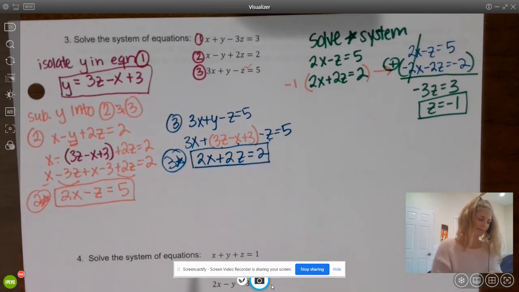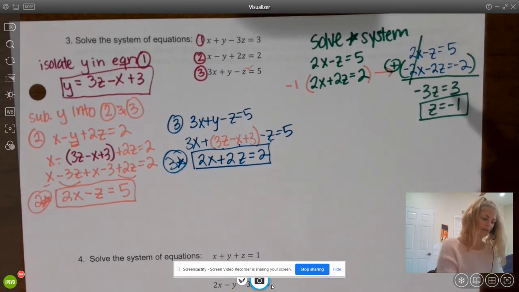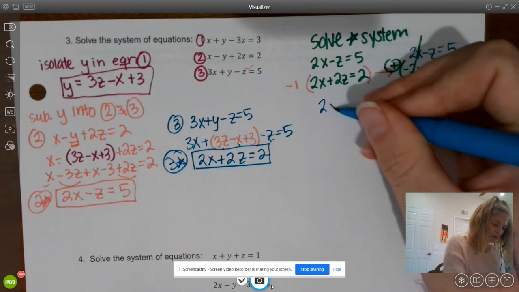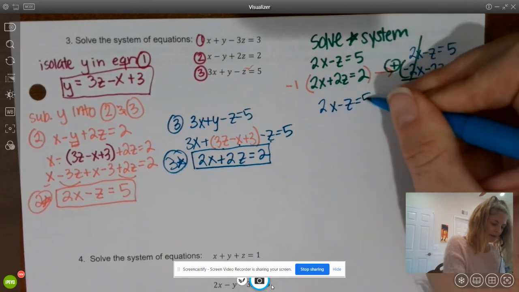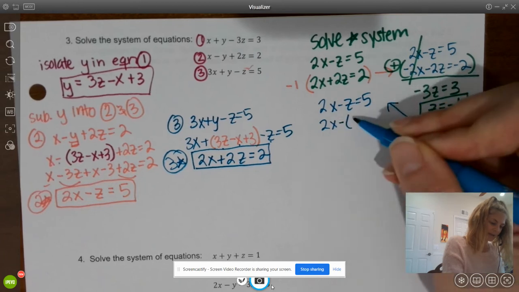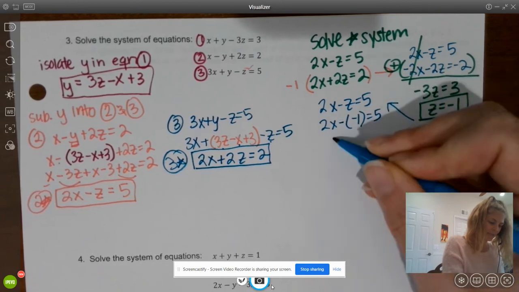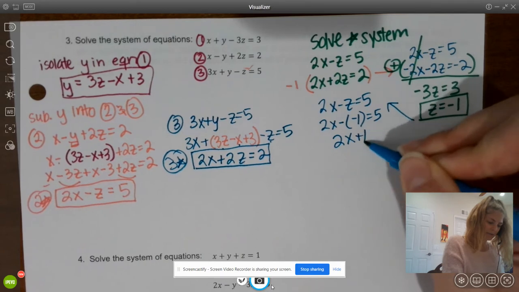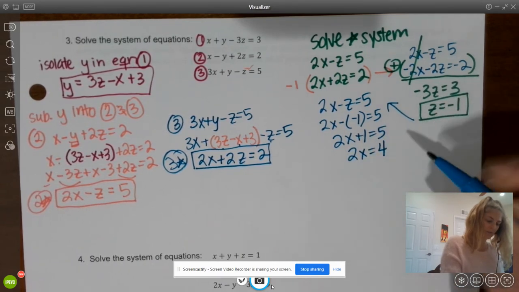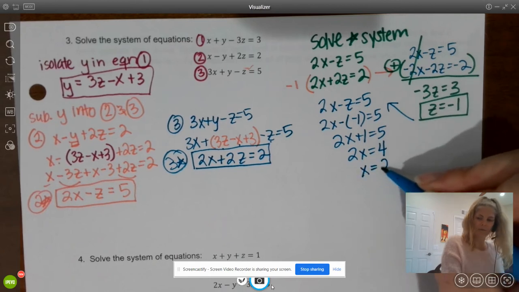Whew. Okay, so now in our star system, we have x and z. I have z, so I need to solve for x. So I'm going to use 2x minus z is equal to 5. And 2x minus -1 is equal to 5. 2x plus 1 is equal to 5. 2x, subtract 1 from both sides, is equal to 4. So x is equal to 2.